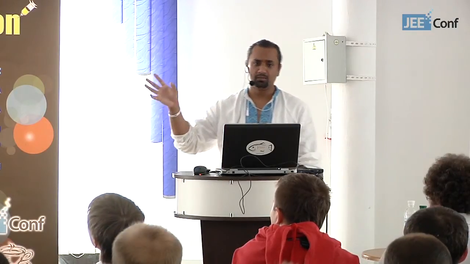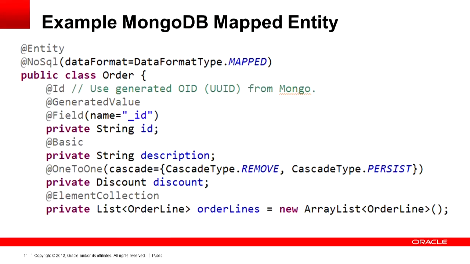Okay, so here's an example of how a MongoDB mapping might look. Not terribly different from JPA at all. It's an entity. We say it's a NoSQL entity, and the data format type is mapped. That's what makes sense in a document database like MongoDB. You have IDs. The IDs can be generated, and they generally are for MongoDB.